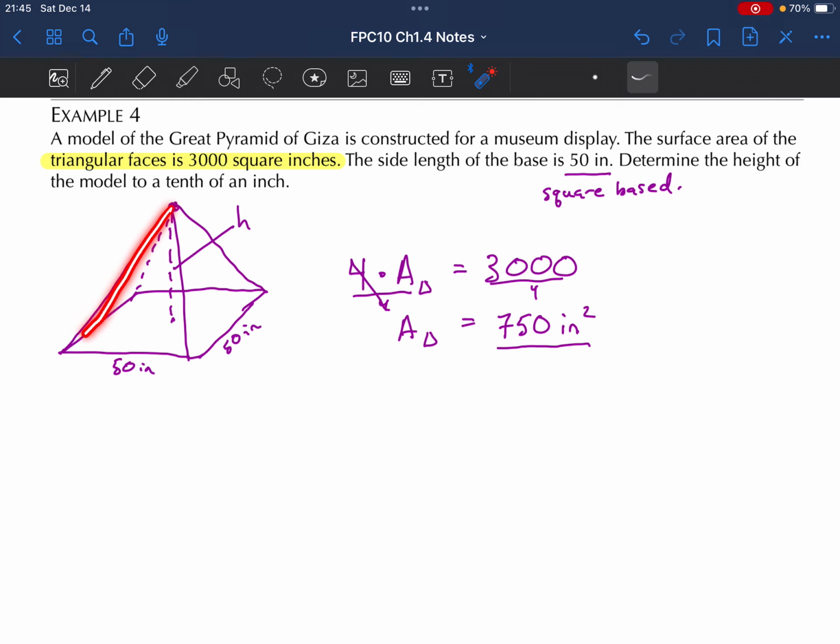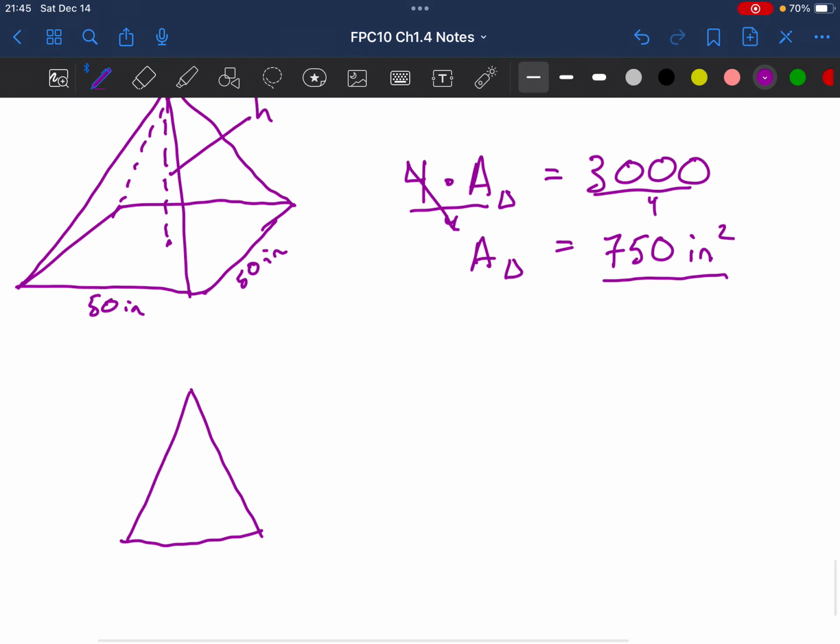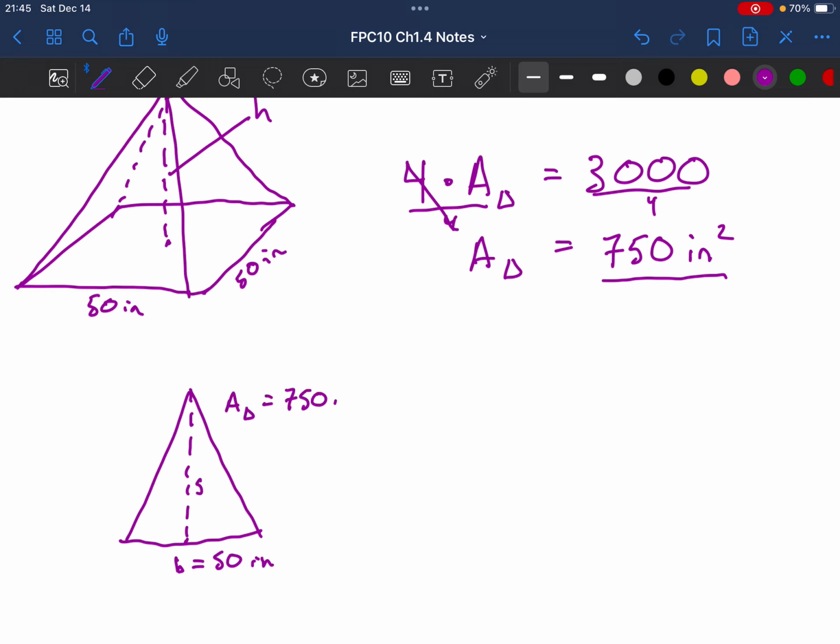Now let's look at one triangle. We can figure out the slant height now. Let's take one triangle. We know that the base is equal to 50. And the slant height, we don't know. But we do know that the area of this triangle is equal to 750 square inches.